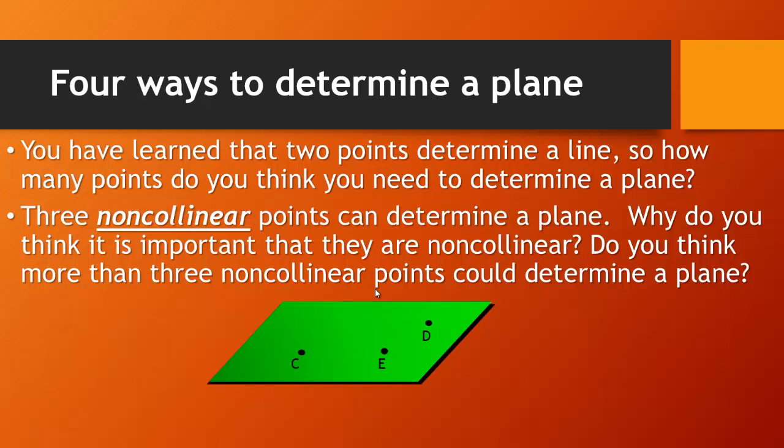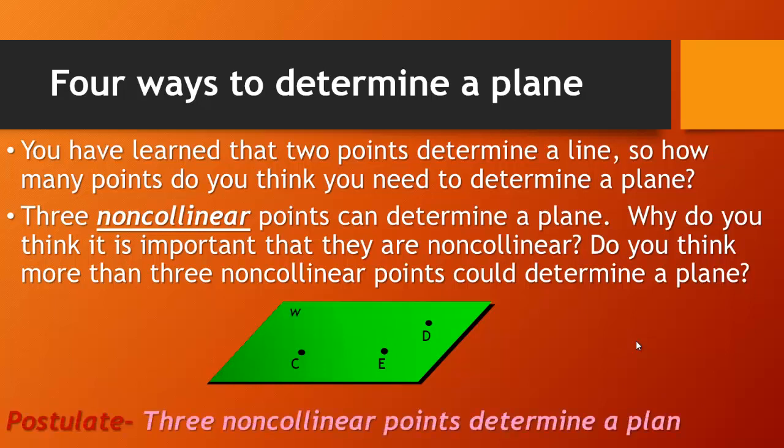As far as more than 3 points, if I had these 3, we know that they would determine a plane, but if I add in a 4th one, it could be up here. That 4th one would not be on the plane. So you could potentially have more than 3, but you'd have to be told that those additional points were also on the plane. All right, so that's our first postulate, and it's going to apply to the following theorems as well. Our postulate is that three non-collinear points determine a plane.